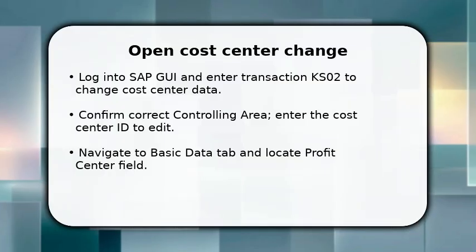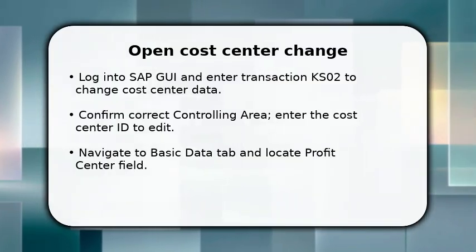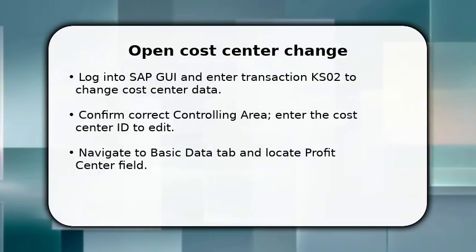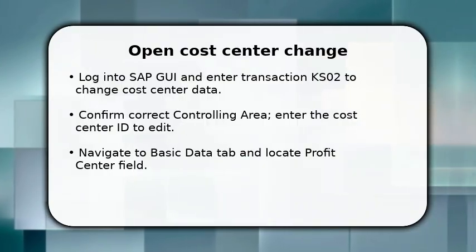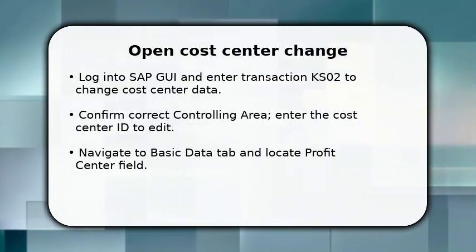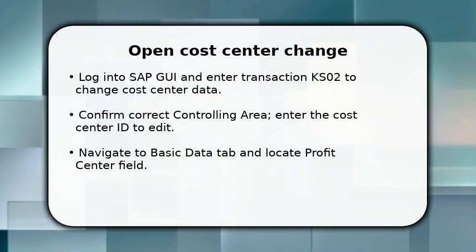Enjoy the video. You start in SAP GUI. Go directly to transaction KS02 to change the profit center on a cost center. Enter the controlling area and the exact cost center ID, then press Enter to load the record.